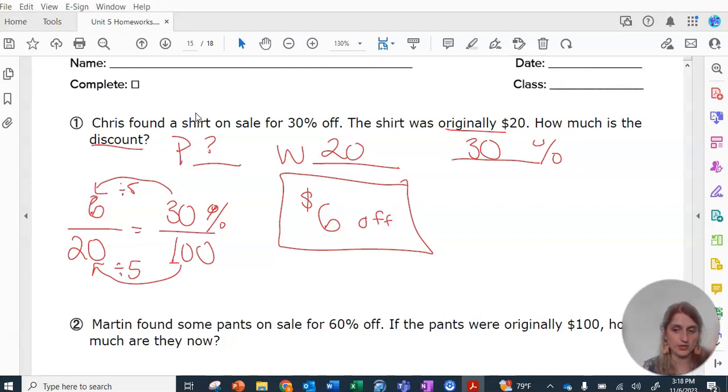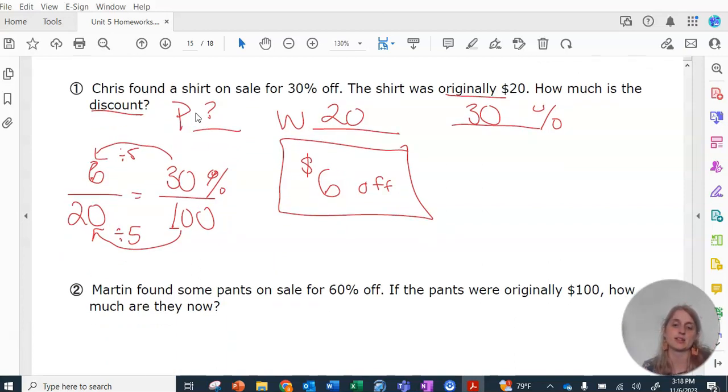So it's not asking you for this, but in the future, like in 7th grade, you might get question types that are like, okay, what's the new cost? So then you'd say it wouldn't be 6, it would be 20 minus 6. Okay, the new cost is $14. So just a heads up for 7th grade.